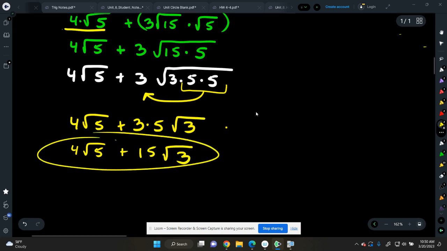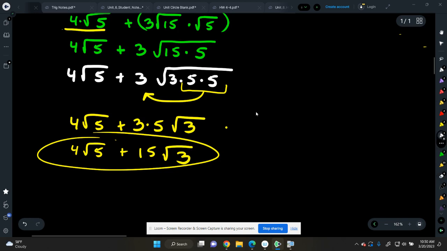And that's our answer. You don't add them together. You cannot add them together. It's kind of like if you have 4x plus 15y, they're not like terms. Since these are different radicals, you can't add them together. But if they're the same radical, you can. How do you know if they're the same radical? If it's the same number. So if they're both the square root of 5, or if they're both the square root of 3.